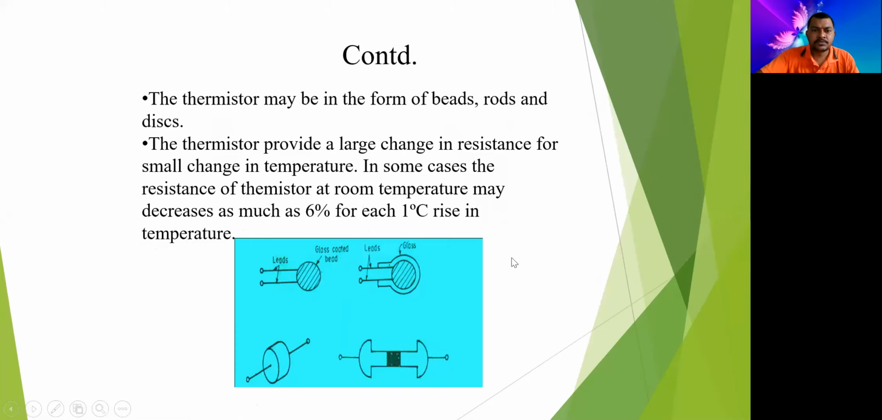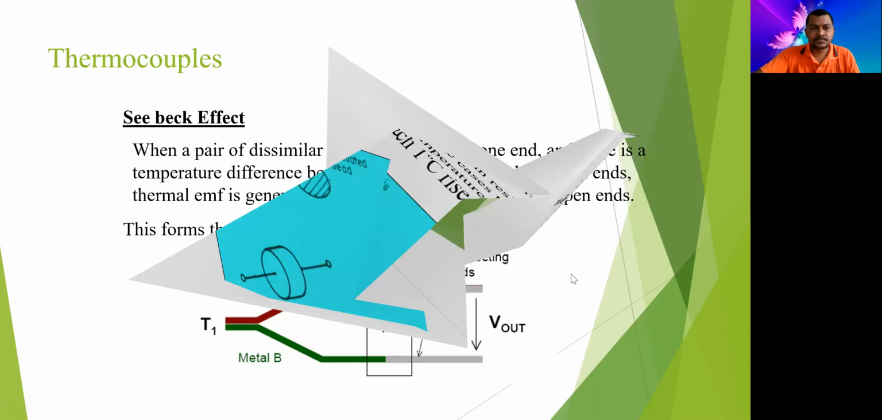Right. So these are some of the packages of thermistors in which they are available in the market. So these are glass coated bead leads, and this is one more, which is a drum type of bead type structure, and this is another. So we use these types of glass coated bead type thermistors in our lab. So we have studied this.